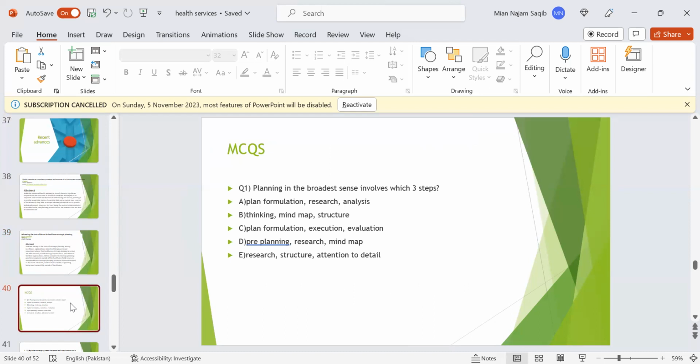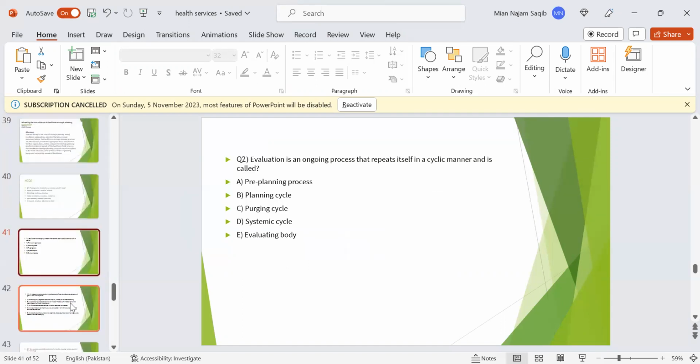MCQs. Question number 1. Planning in the broadest sense involves 3 steps. A. Plan formulation, research, analysis. B. Thinking, mind map, and structure. C. Plan formulation, execution, and evaluation. D. Pre-planning, research, mind map. E. Research, structure, attention to detail. No, the answer is C. Planning formulation, execution, and evaluation. This is in the broadest sense. There was a picture in one of the first slides.